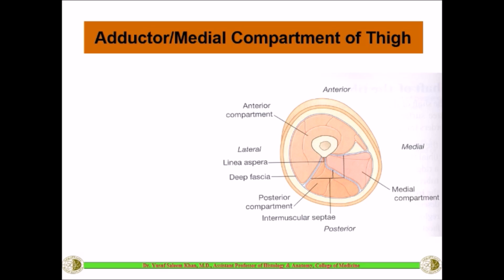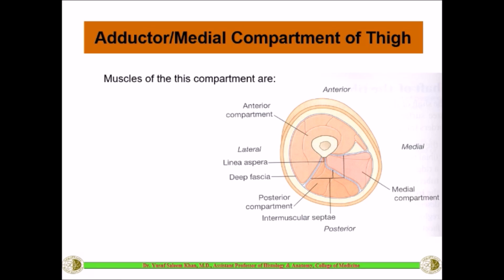Now let's discuss the last compartment, that is the adductor compartment of the thigh, or it is also called the medial compartment of the thigh. So in this picture, if you see here, this is the anterior compartment, this is the femur here, this is the cross section of the thigh, the anterior compartment, this is the posterior compartment, this is the medial compartment, which is towards the medial side.